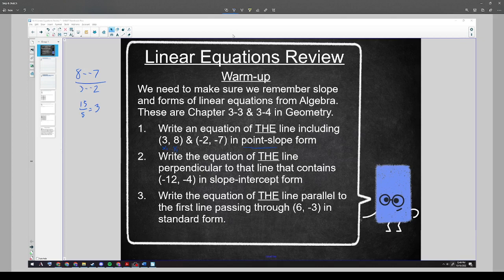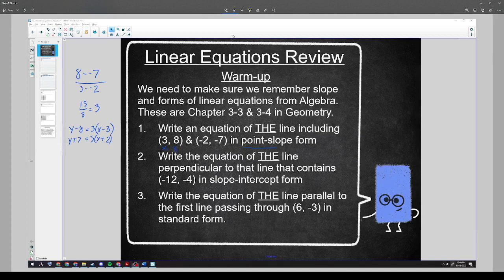So to write an equation in point-slope form, we do y minus the y-coordinate of the point we're looking at, so 8, equals our slope, 3, times x minus the x-coordinate that's paired with that y-coordinate, x minus 3. So you could also have written, using the other point, y plus 7, because we're doing minus -7, equals 3 times x plus 2, because that's minus -2.